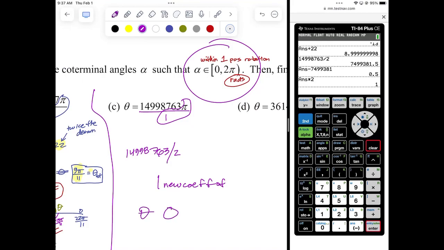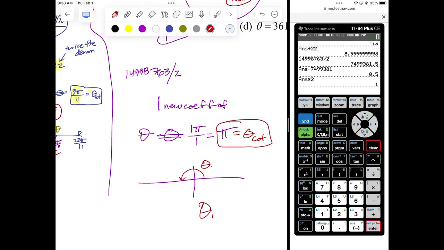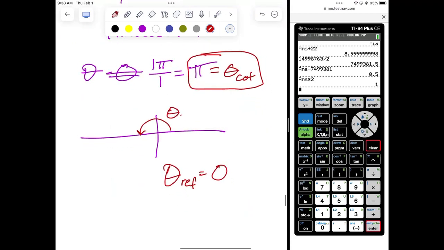So it's coterminal. Theta is coterminal with 1 pi oneths, which is known as what? Pi. Oh my gosh, where does pi live? Straight over here at 180. Okay, so that's the coterminal angle right here. Theta coterminal. This one does not land on the interior, does it? So what would the reference angle be? 0. But remember what I said yesterday? Is 0 an acute angle? No. So the reference angle is 0. There is none. It's collapsed down onto the x-axis.